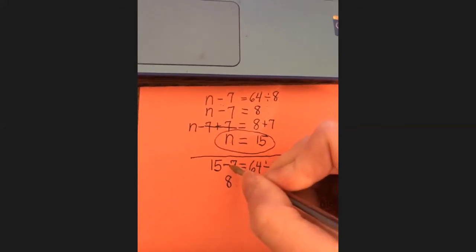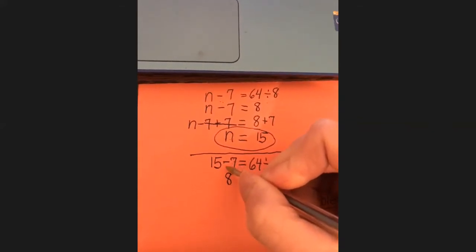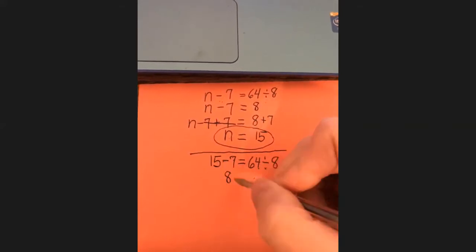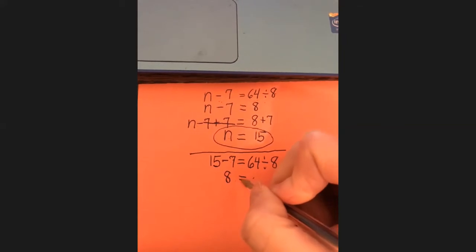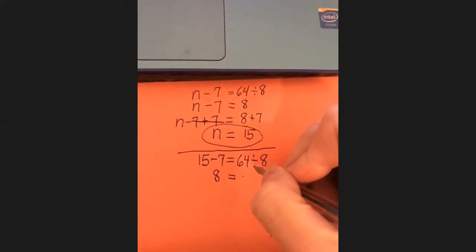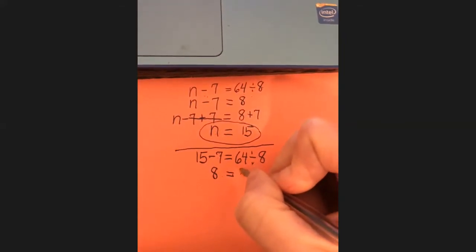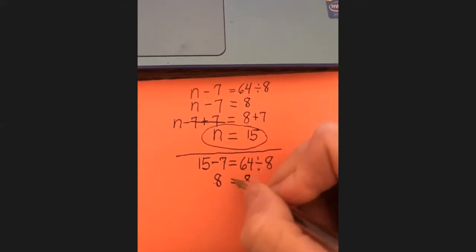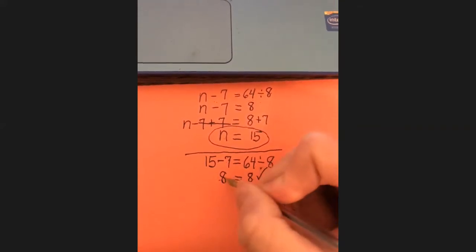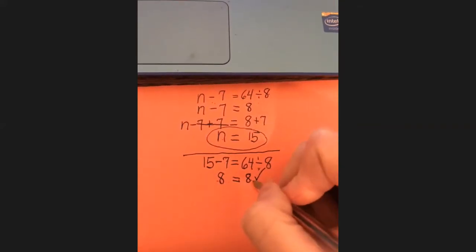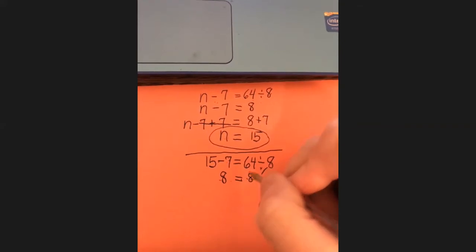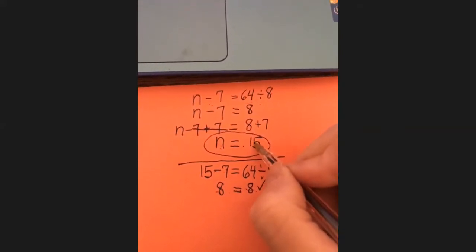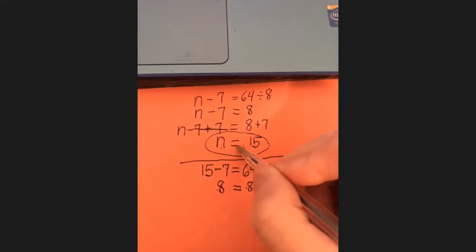I like to do that in my mind when I get to subtraction. I think, what makes 15? 8 plus 7 equals 15, so 15 minus 7, 8. To me, that's easier. 64 divided by 8. 8. Does 8 equal 8? Yes, 8 equals 8. Check. That is checked. That is correct because they equal the same. We know that yes, n equals 15. Okay? n equals 15.